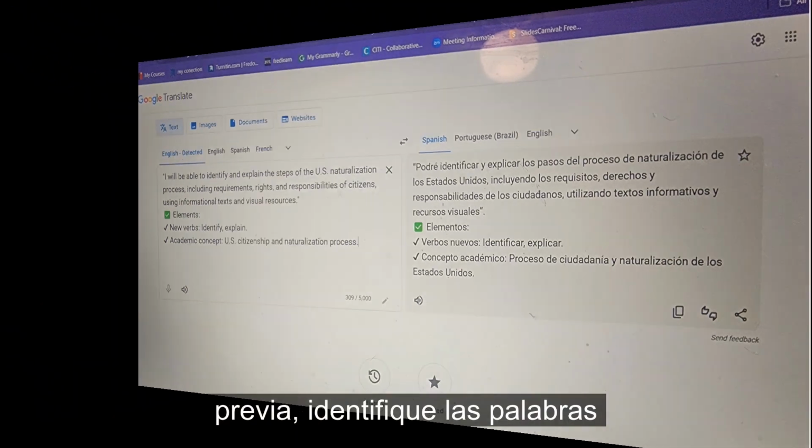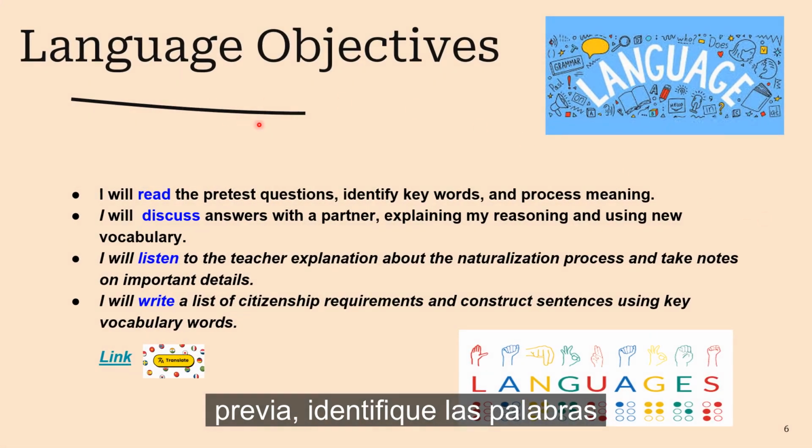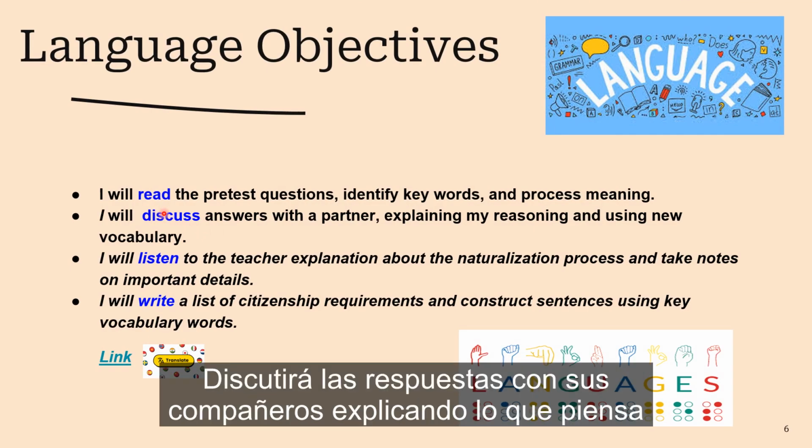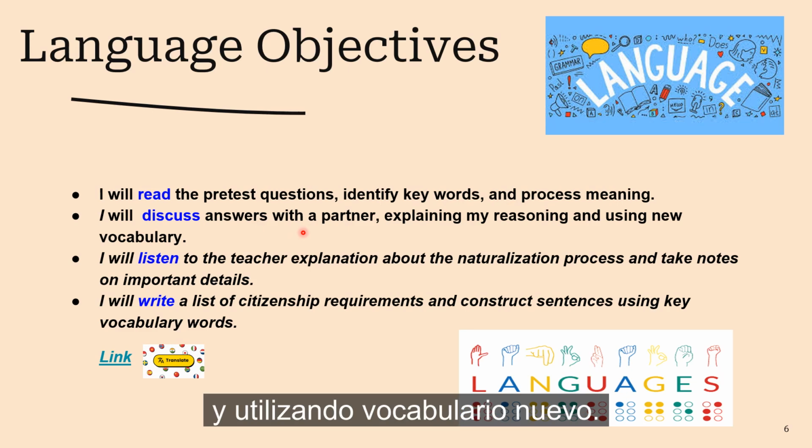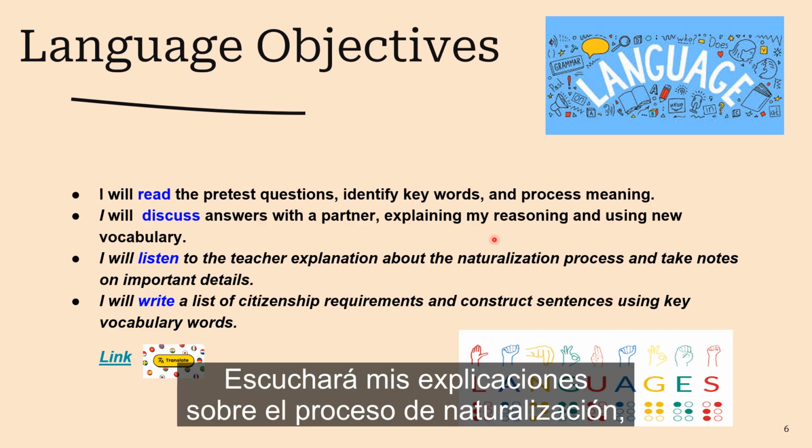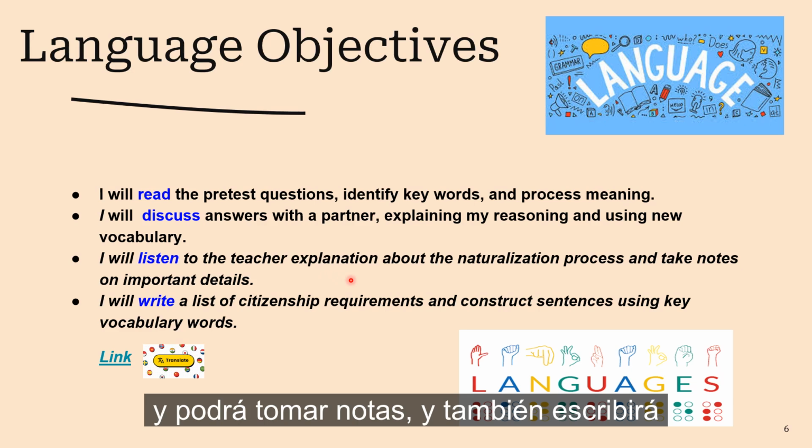Let's continue. What are the language objectives? Well, you will read and pre-test the questions, identify keywords and process meanings. You will discuss answers with your partners, explaining what you are thinking and using new vocabulary. You will listen to my explanations about the process of naturalization, and you can take notes, and also you will write a list of citizenship requirements.